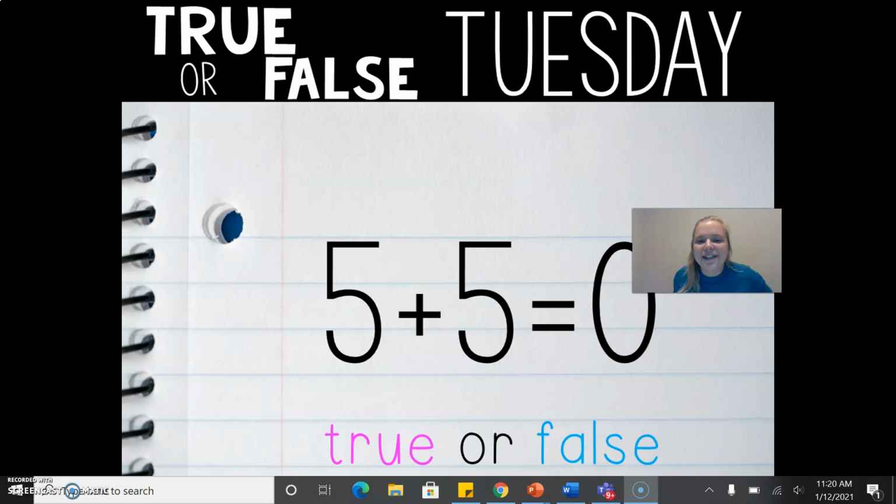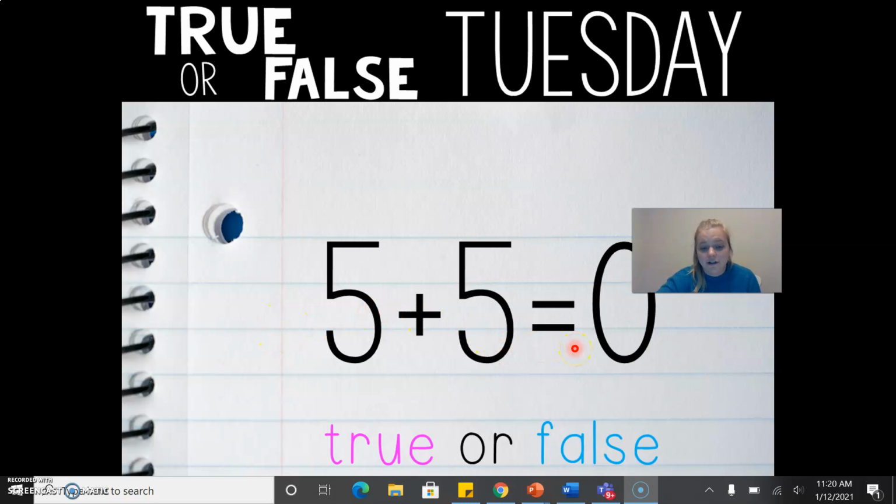Everybody, happy Tuesday. Today we're going to get started with our number talks. So today is True or False Tuesday. I'm going to go through these problems and you can pause the video to work them out, okay? You're going to decide if they're true or false. Remember, true means the problem is correct, and false means the problem is wrong. It's incorrect. So this first one, I have 5 plus 5 equals 0.